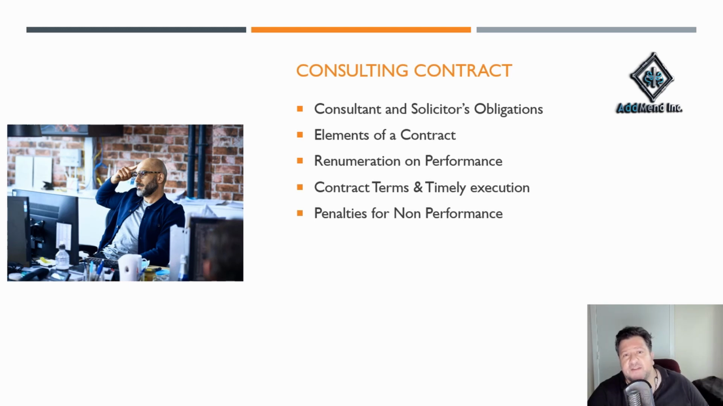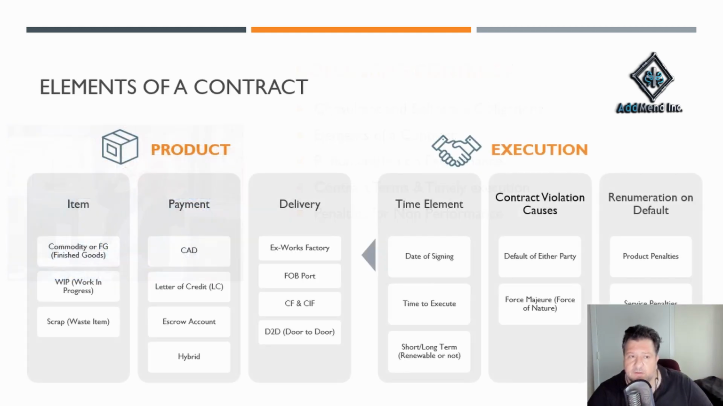It could be a one-shot deal. It could be a long-term working agreement, renewable or not. And the most important thing is that there are terms, and the timely execution is very important. There are penalties for non-performance. Elements of a contract, like we've mentioned before, but this is more in a graphics format.